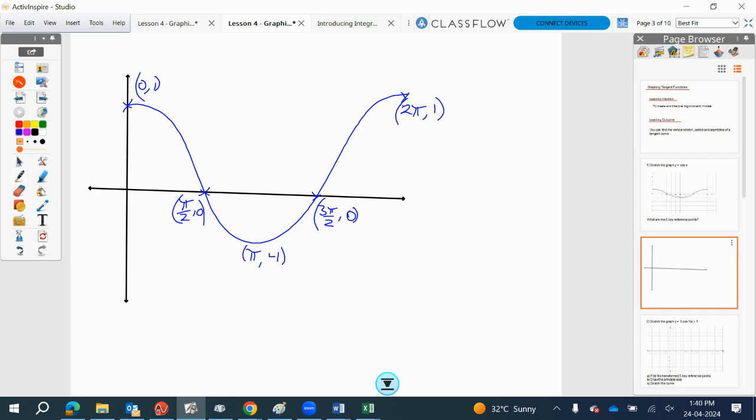So the standard period for the cosine function, this is our period. Our period is 2 pi. The period for a trigonometric function is how long it takes for the function to repeat itself. So the cosine and the sine function start to repeat themselves after 2 pi radians, or 360 degrees.